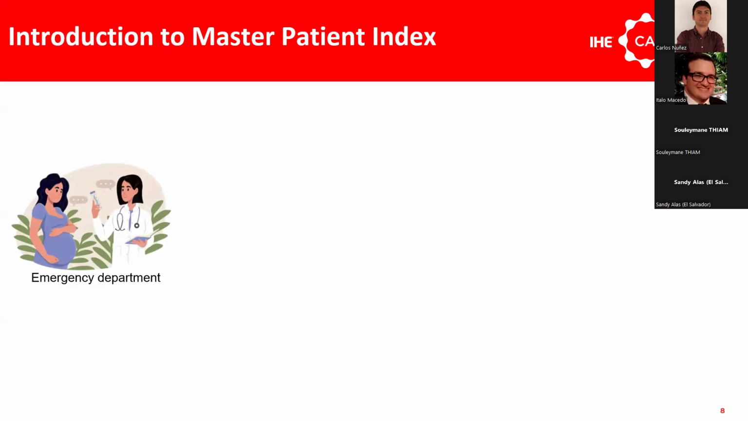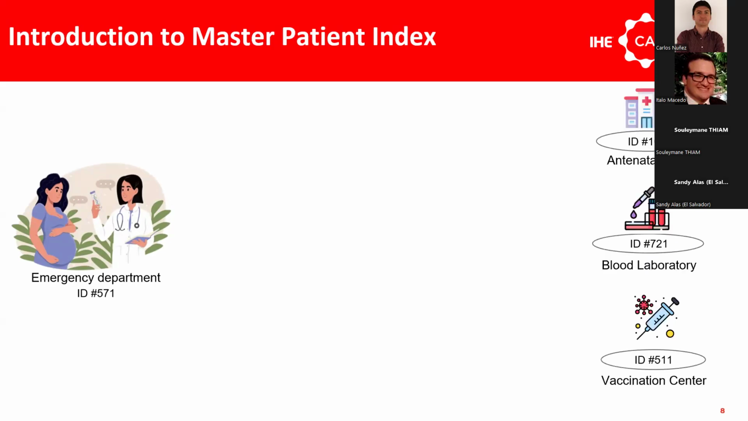So now what happens if we have an additional system? Let's suppose, for example, during the pregnancy, she needs to go to the emergency department, and the clinician needs to retrieve the blood test results from the blood laboratory, or from the antenatal care, or from the vaccination center. For example, I would like to get access to Brenda's vaccination card or vaccination record from the vaccination center. So now in the emergency department, we have an additional ID, different to what we have in the blood laboratory and the other healthcare systems.